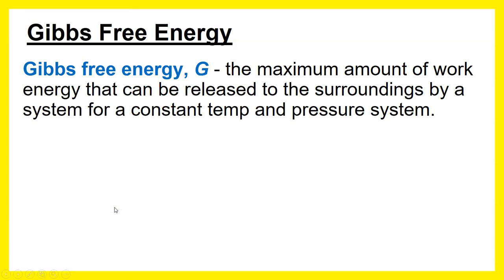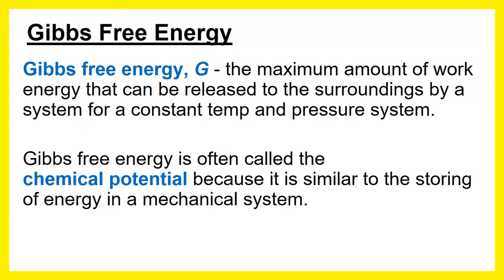So the Gibbs free energy is the energy that's available to do the work in our system that we're interested in. You may sometimes hear people call it a chemical energy, chemical potential. We will be using the term Gibbs free energy. We use the symbol of G.